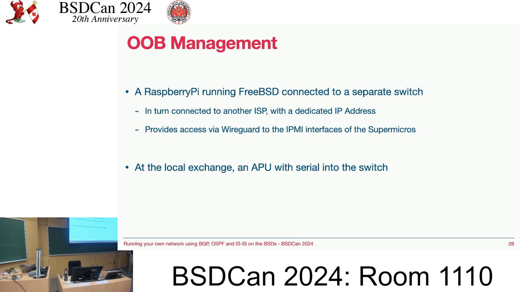Then out-of-band management. That's also a question that I get pretty often. I run a Raspberry Pi with FreeBSD connected to a separate switch that's shared with another ISP. Dedicated IP address. So I connect with WireGuard, and I have access to the IPMI interfaces of the Supermicros. I do it both at home and in the data center. And at the local exchange, we have an APU from PC Engines with a serial that goes directly into the switch. We also have a serial that goes into the local router from Open Factory to help in case there's any issue.